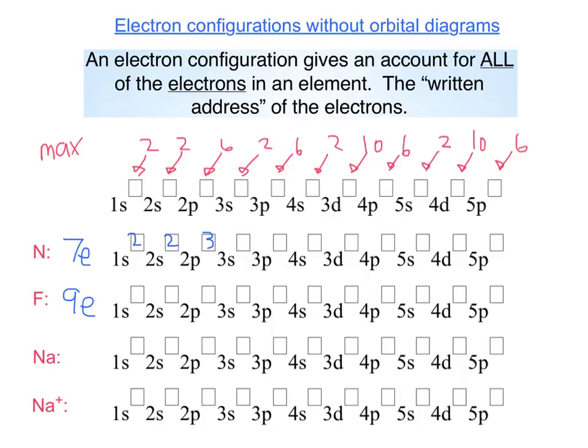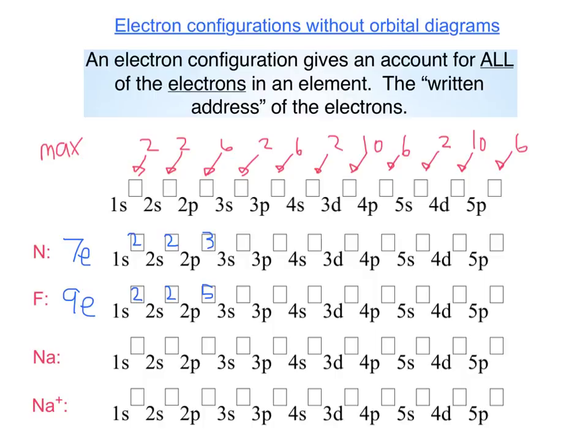For fluorine, fluorine has 9 electrons. And so I'm going to do the same process. I'm going to put 2 here because it can only hold 2 in the s. Another 2 because it can only hold 2 in this s. So far I've used 4 out of the 9. Now I only have 5 electrons left. And since this p orbital can hold 6, I can write 5 since it's less than 6 into this orbital. So the electron configuration for fluorine is 1s2, 2s2, 2p5.